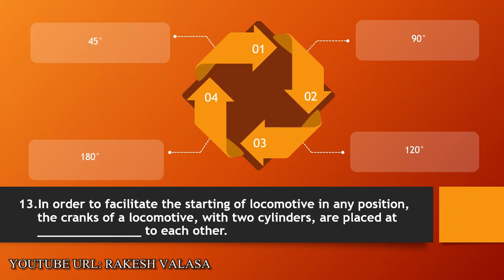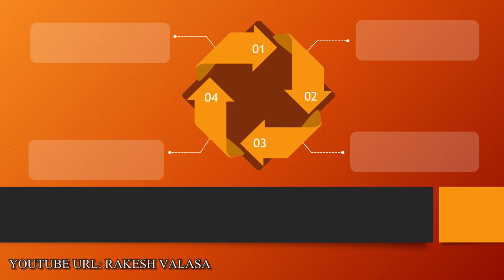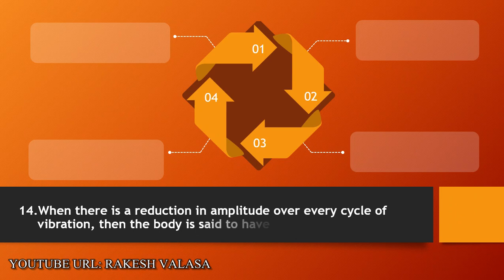The correct answer is option 2, 90 degrees. Question number 14. When there is a reduction in amplitude over every cycle of vibration, then the body is said to have: option 1, free vibration; option 2, forced vibration; option 3, damped vibration; option 4, none of the mentioned.